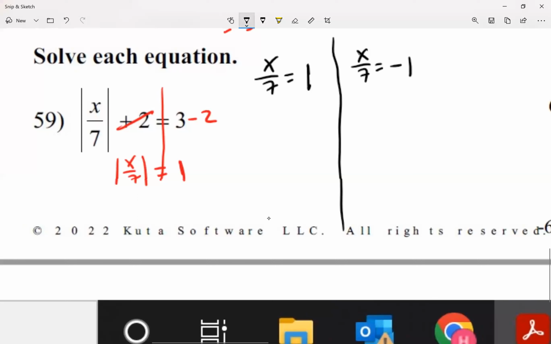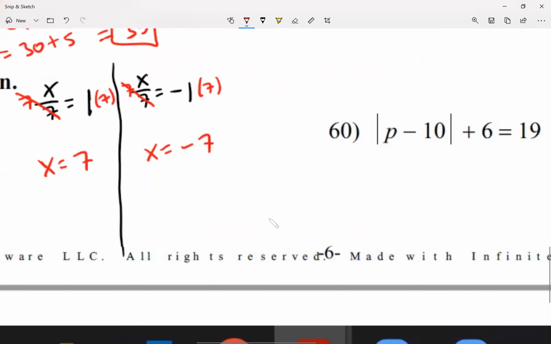Now, let me solve for x. Fraction means division, right? It says x divided by 7. The opposite of divide is multiplied. So let me multiply both sides by 7. So these 7s cancel out. And I get x is equal to 7, right? 1 times 7. Same thing on the other side. Let me multiply both by 7. So I get rid of the fraction. And x in this case is equal to -7. Now the answers are not just one of them is positive, the other one's negative. Sometimes the values change. Let's take a look at number 60.